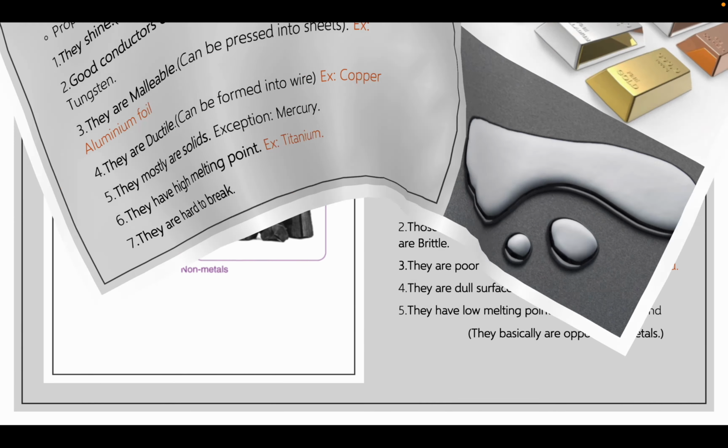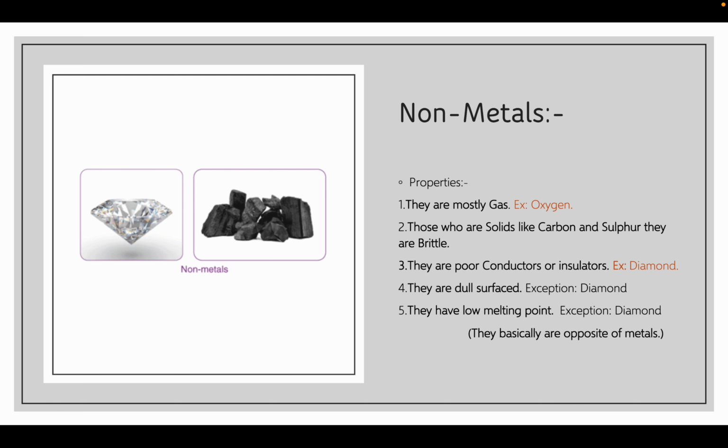Moving on, we have non-metals. Well, properties of non-metals are they are mostly gas. Example oxygen. Well, there are even solid non-metals. And those who are solid like carbon and sulfur, they are brittle. Now, brittle means very easy to break. And they are poor conductors, or we call them insulators. Example diamond. Then they are dull surfaced. Well, there is an exception, diamond. Then they have low melting point. Again, we have an exception, that is diamond. So they are basically opposite of metals.